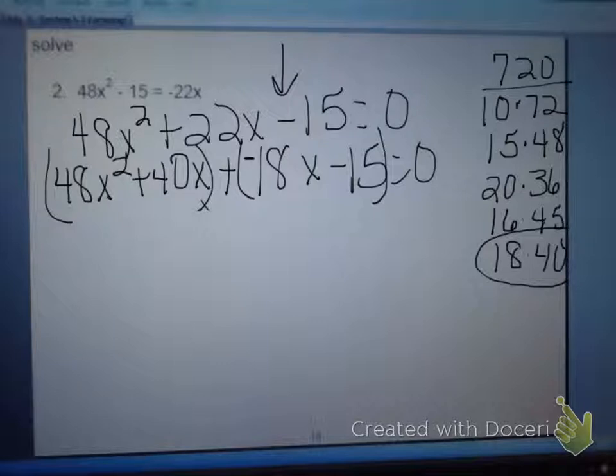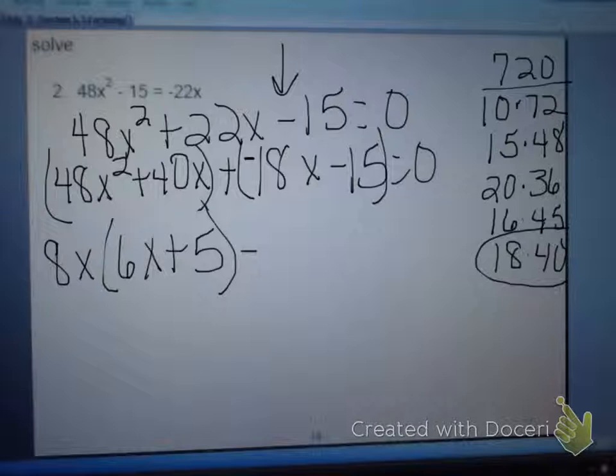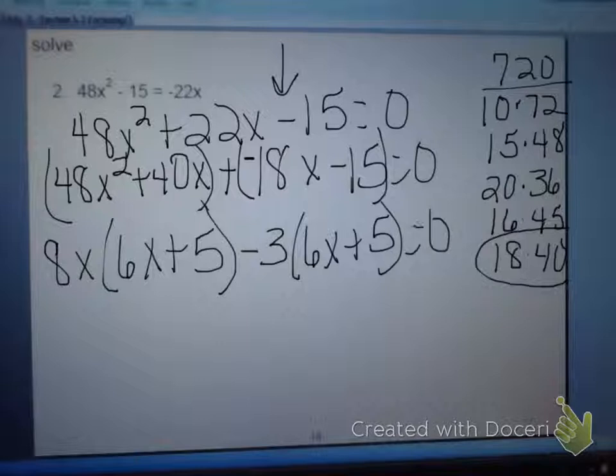So I see my error. I'm going to do it again. My GCF is 8x, and that's 6x plus 5. Now my GCF here is a negative 3, and I get 6x plus 5. Now I know I'm on the right track, because my 6x plus 5s are identical. So I'm going to factor those out.